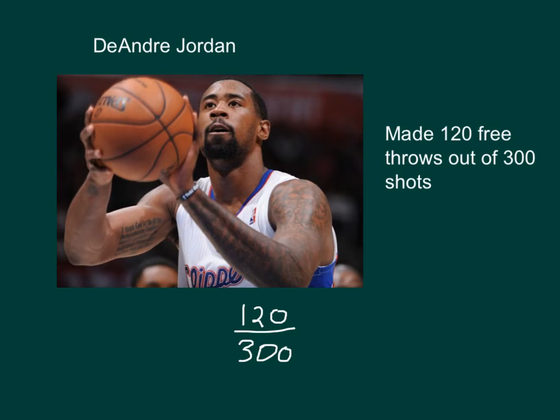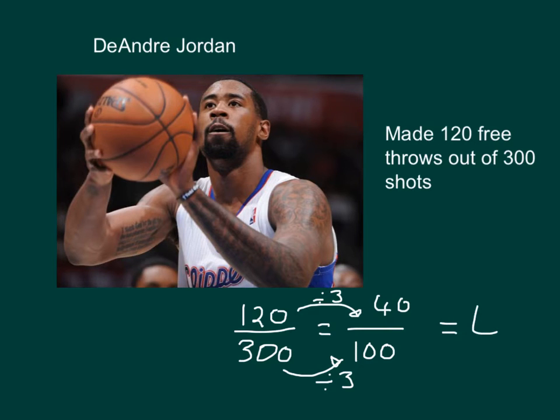Well, of course, as a fraction, we know that he made 120 out of 300. But to find it as a percentage, I'll need to know how many he would have made given 100 shots. Here, I'm dividing the number of shots he's given by 3. So I'll also need to divide the number of shots that he made by 3. That means 40 out of 100 he would have made. For every 100 shots, he makes 40. And that, of course, means 40%.